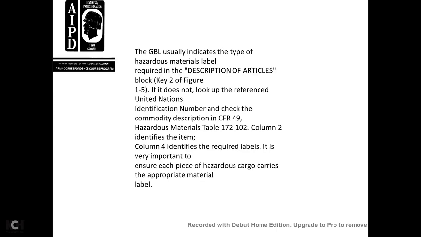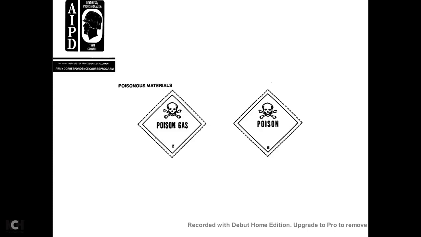The government bill of lading usually indicates the type of hazardous material labeled with the description of the articles block, with key 2 for Figure 1-5. If that does not look up with the reference of the United Nations identification number, check the commodity description title of 49 CFR, the hazardous material table 172.102. Column 2 identifies the item, and column 4 identifies the required label. That is very important to ensure that each of the pieces of hazardous cargo has the appropriate material label.